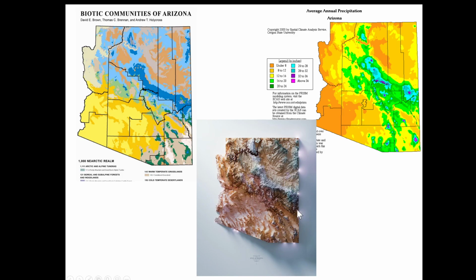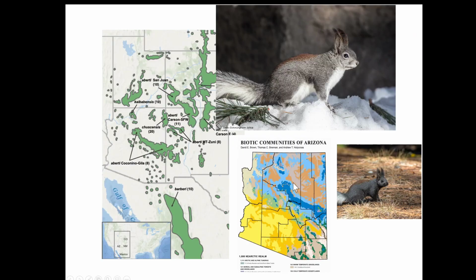But anytime you have that real elevation change is when you have higher precipitation, and higher precipitation usually brings in a higher productivity of plants, including trees, and allows them to grow. So our animals then are controlled by the plants and their distribution in Arizona.